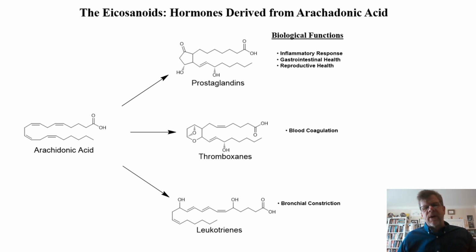Similar to thromboxanes, leukotrienes, even though this is a plural right here, have many structural variants. All of them are implicated only in the bronchial constriction cascade, the biological process. They regulate bronchial constriction, and there's only one purpose for them.